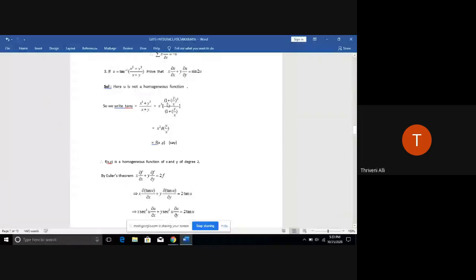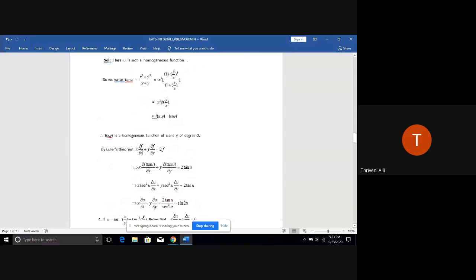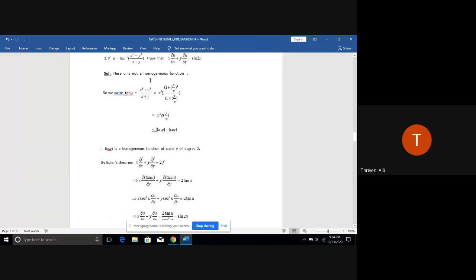Okay, taking x³ common in the numerator and x in the denominator, we get x² into phi of y/x. So it is like some function f. So it is a homogeneous function of degree 2. Okay. By Euler's theorem, x ∂f/∂x plus y ∂f/∂y equal to 2f. We know this result. So first we assume this is our f. So f means tan u.